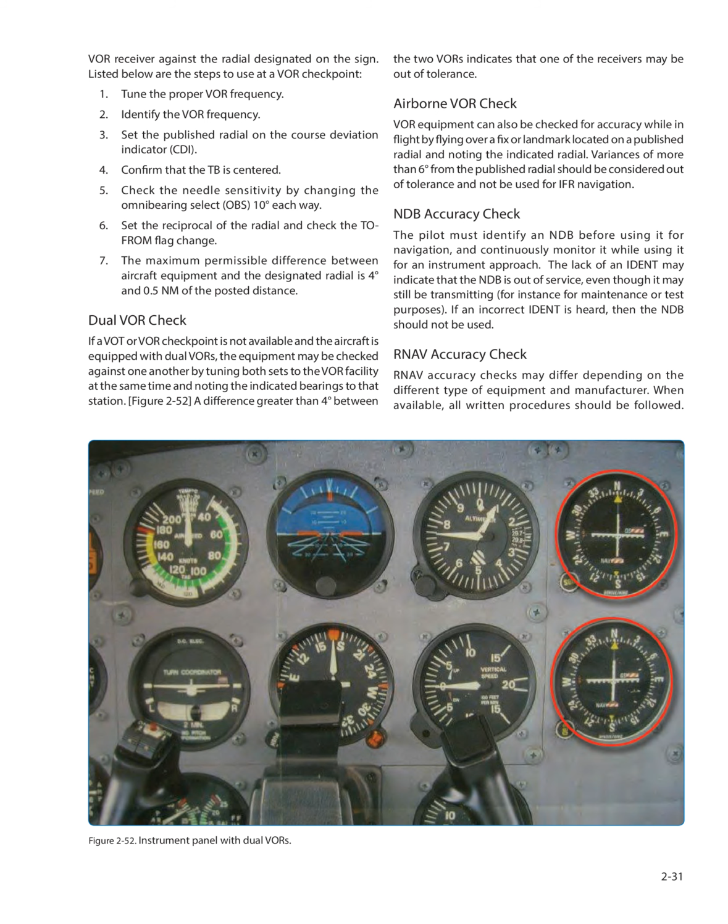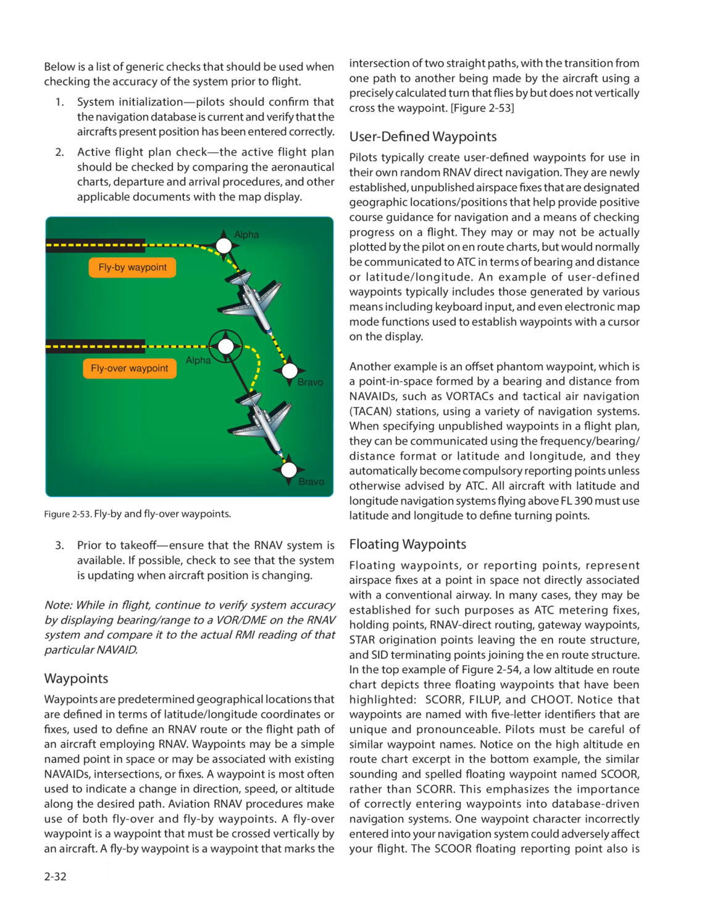RNP accuracy check. RNP accuracy checks may differ depending on the different type of equipment and manufacturer. When available, all written procedures should be followed. Below is a list of generic checks that should be used when checking the accuracy of the system prior to flight. 1. System initialization. Pilots should confirm that the navigation database is current and verify that the aircraft's present position has been entered correctly.